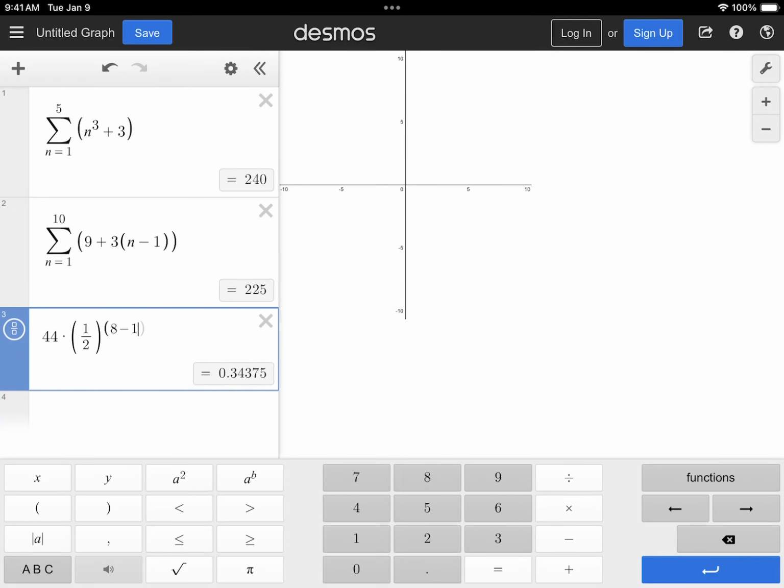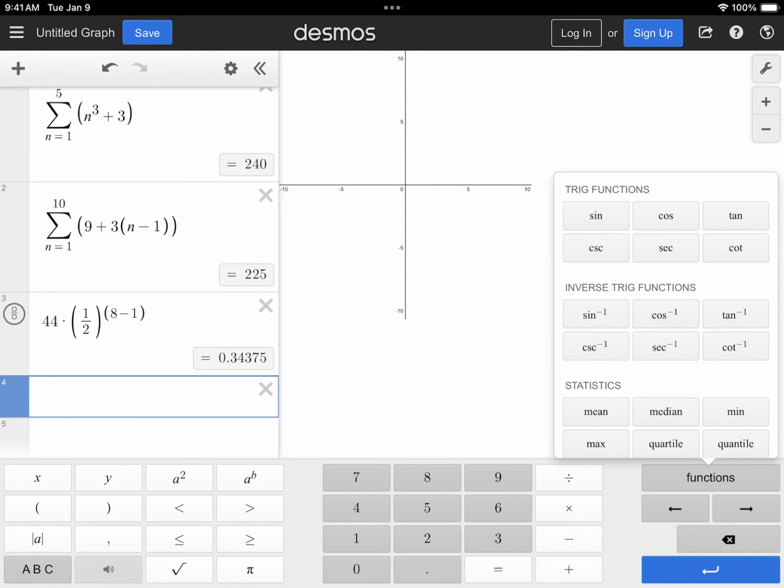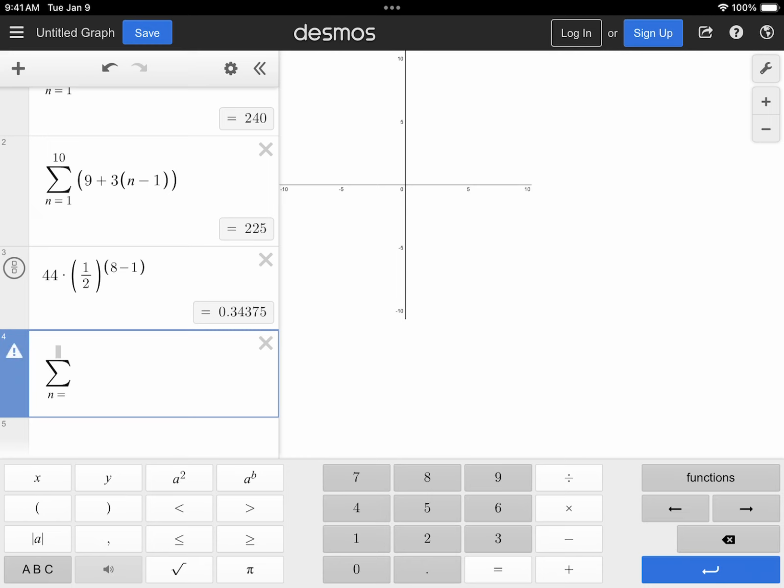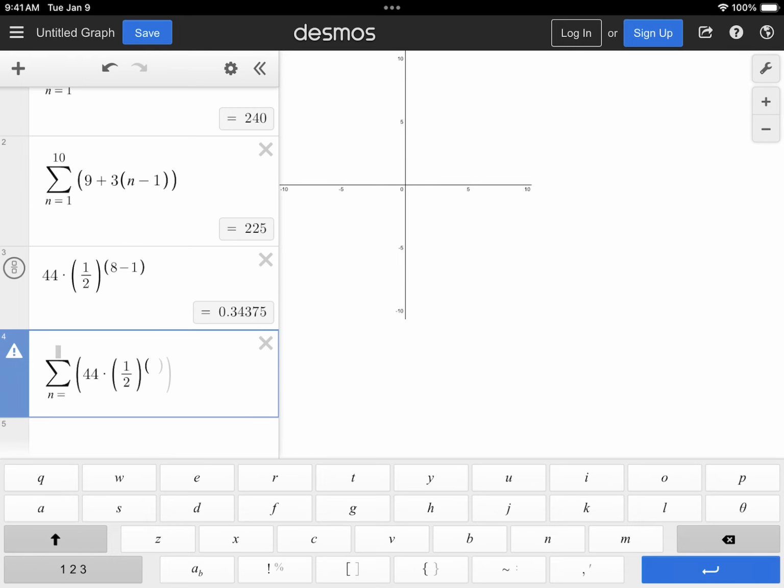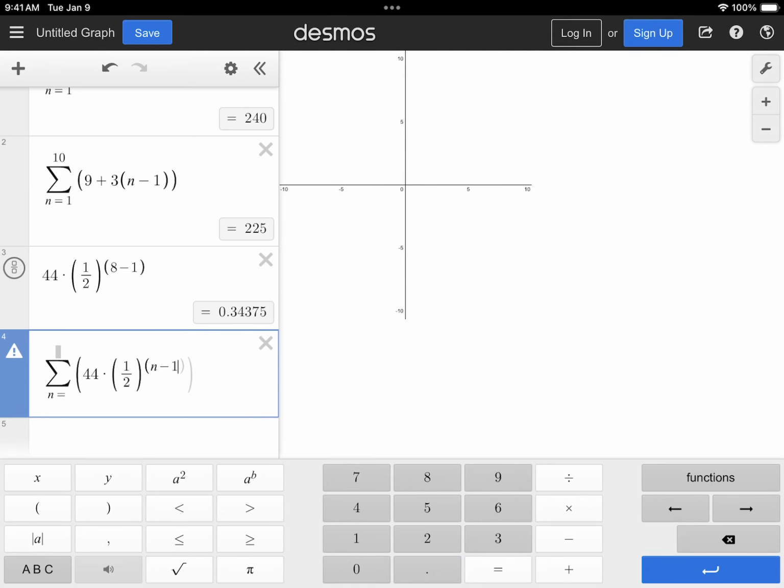Definitely using Desmos. Here I go. I had 44 times 1/2 raised to the n minus 1. And then I have to tell it that I wanted to go up to the 10th number, starting with the first number. I get 87.914.